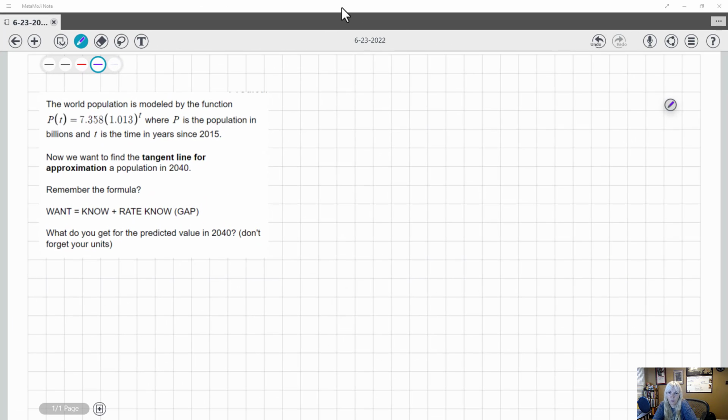All right, we are given that world population is being modeled by the following function, with time in years since 2015. When you're given something like this, since 2015, that actually means t equals 0 is at 2015. So it says find the tangent line at 2040. Well, if you take 2040 minus 2015, I think you will get 25. And I want to find that prediction.